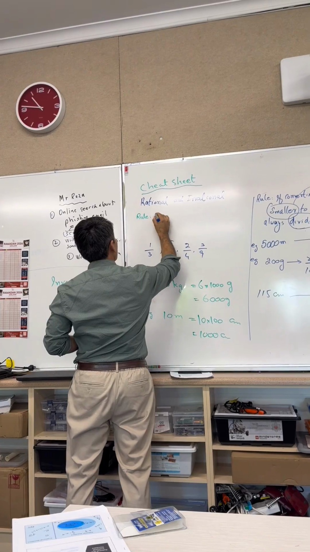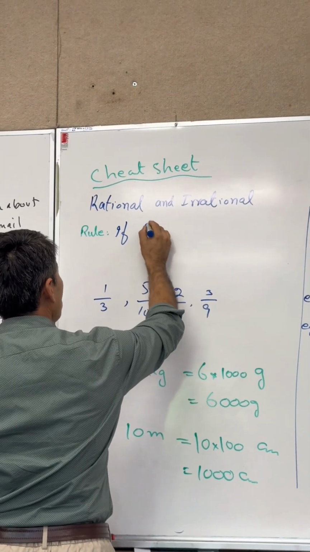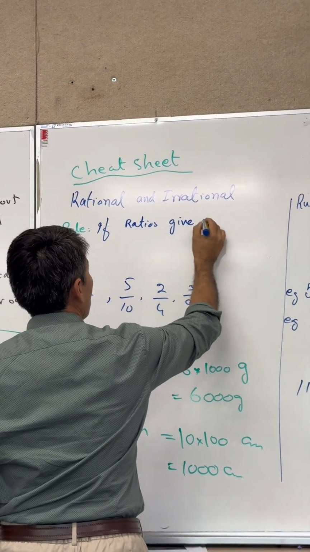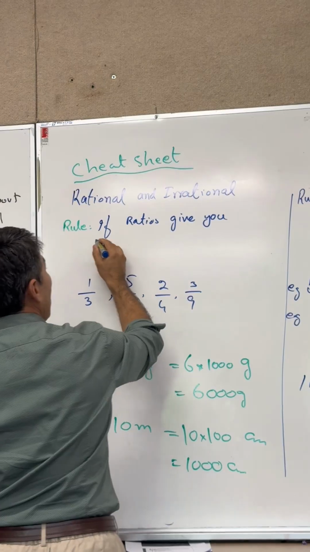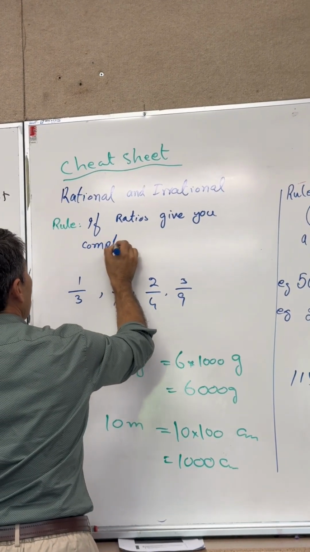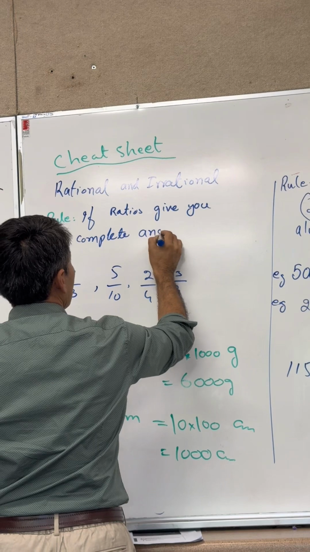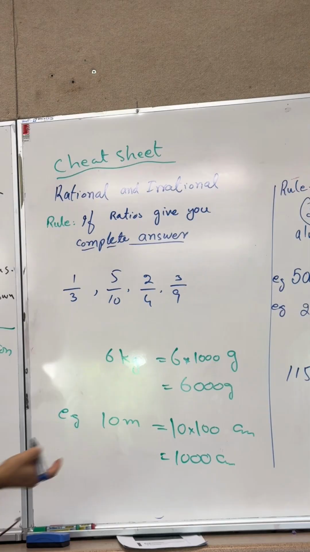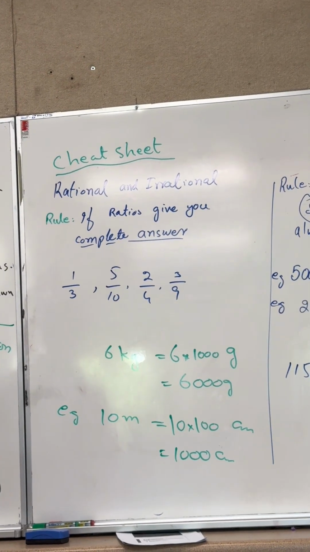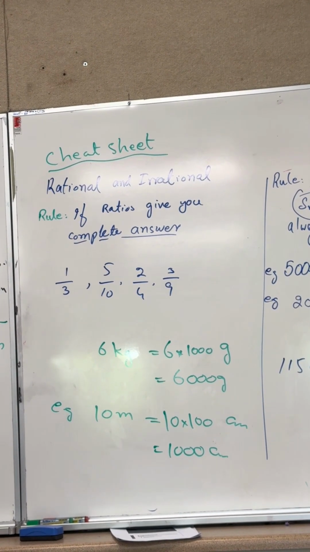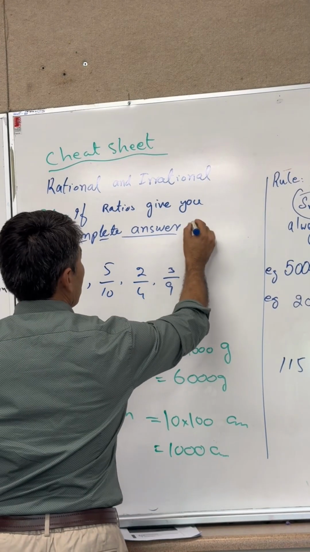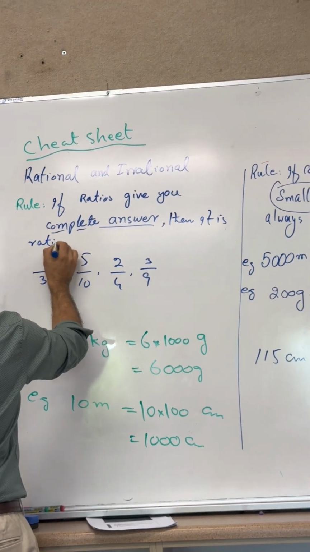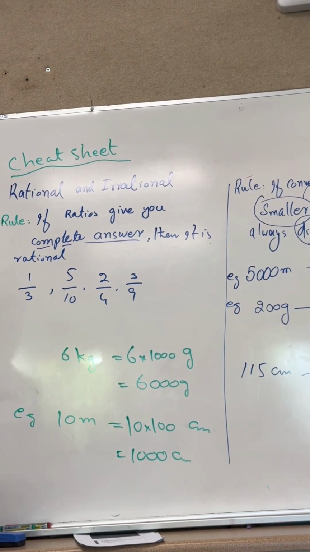So what do we do if they give you ratios? Complete answer means, guys, you will finish. When you divide 1 divided by 3, if it ends, then that's rational. We're going to check whether 1/3 is rational or irrational.